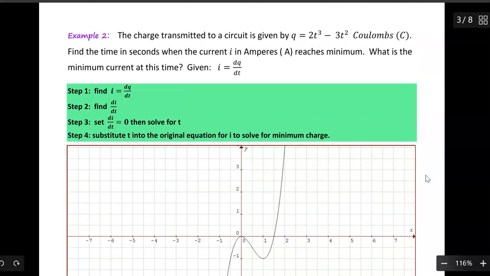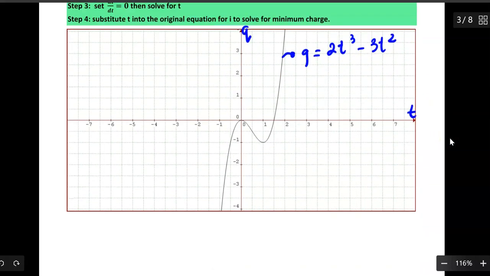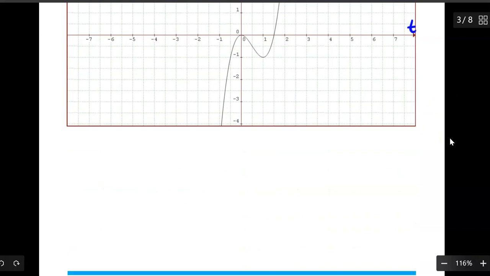The first thing I would like to show everyone is the graph for Q versus time. This is the graph where Q equals 2t to the exponent 3 minus 3t squared. This is only for Q. What I need to do is find I, because they are asking me for the instantaneous current, and they ask me when the instantaneous current reaches its minimum. So that means I am going to find I first.